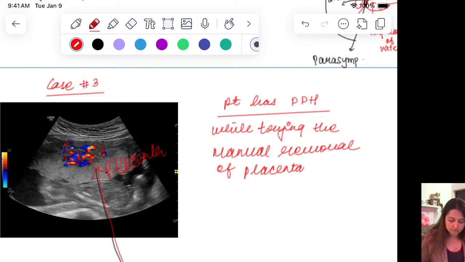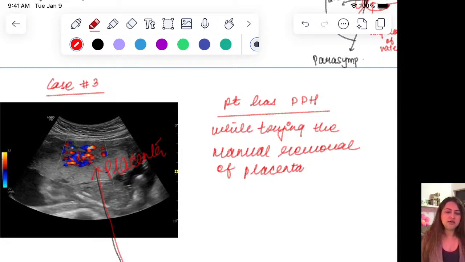This is placenta. So what is shown here? Okay, what is the condition? Anyone? So looking at the history, postpartum hemorrhage, and the patient started bleeding while the obstetrician was trying to manually remove the placenta.